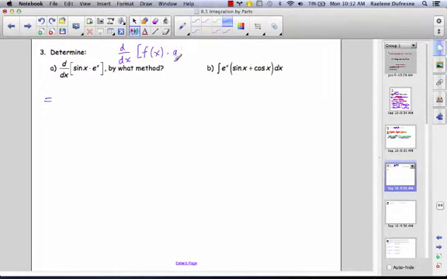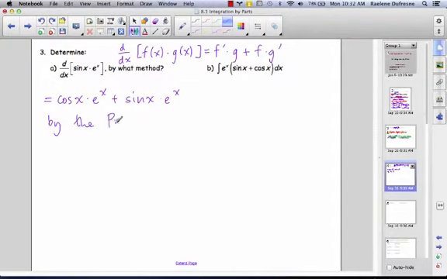is f prime times g plus f times g prime. We can apply that here. The derivative of the first is cosine x multiplied by the second, plus the first multiplied by the derivative of the second. By the product rule for derivatives.